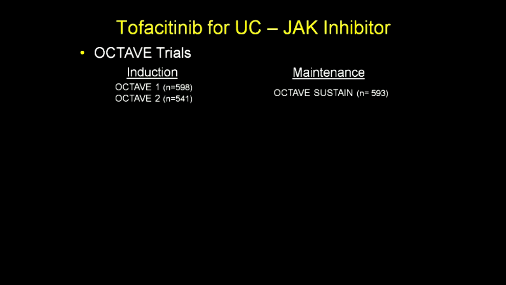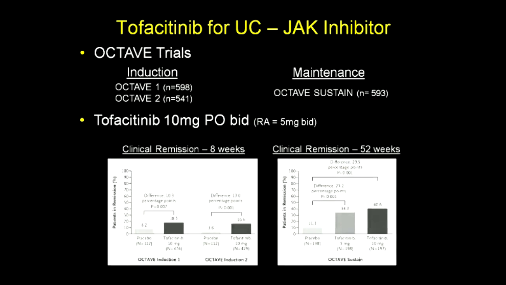So looking at Tofacitinib first for ulcerative colitis, this JAK inhibitor, there were two kind of pivotal induction trials, the Octave-1 and the Octave-2. They were identical. I'm not quite sure why they decided to do two identical trials. They were both pretty big. And then a maintenance trial to see if this is effective. This is an oral dosing, 10 milligrams twice a day, which is a different dosing than the RA dose, which is 5 milligrams BID. So that's one important caveat.